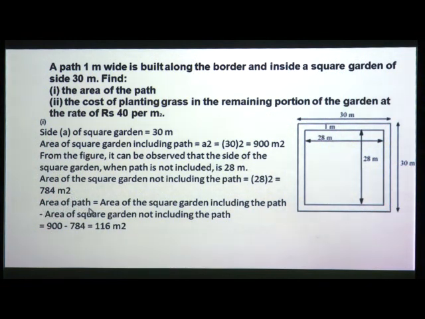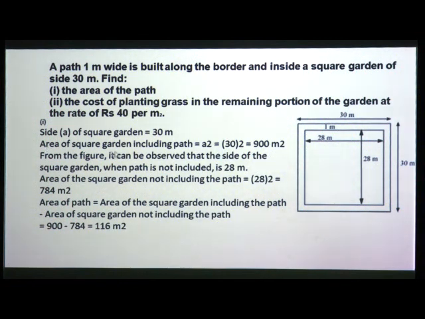Area of a path. Now, we want to find out the area of this path around the garden. The area of a path, or border, is equal to the area of the square garden including the path minus the area of the garden not including the path. Including the path means we are considering this square, and not including the path means we are considering this square. So, we have to do the subtraction of these.